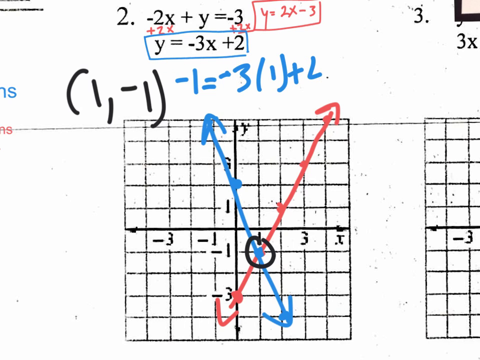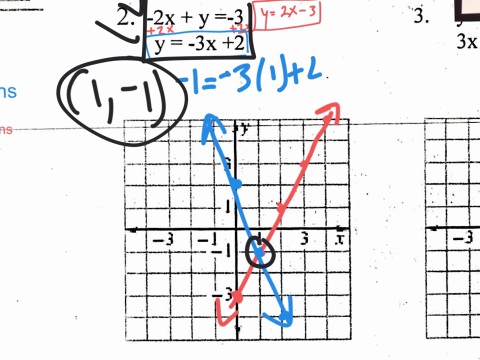So it works for both. This answer right here works for both. You double checked it by plugging in to both equations in the system, and it works for both. So you're absolutely positive that the answer 1, negative 1 is your answer.